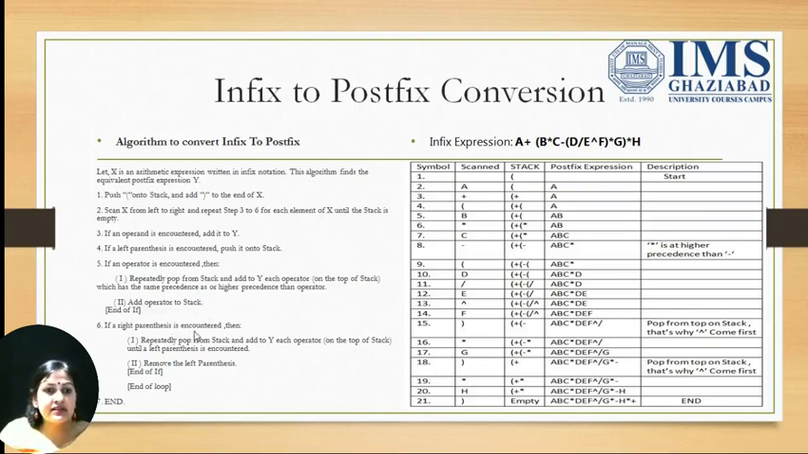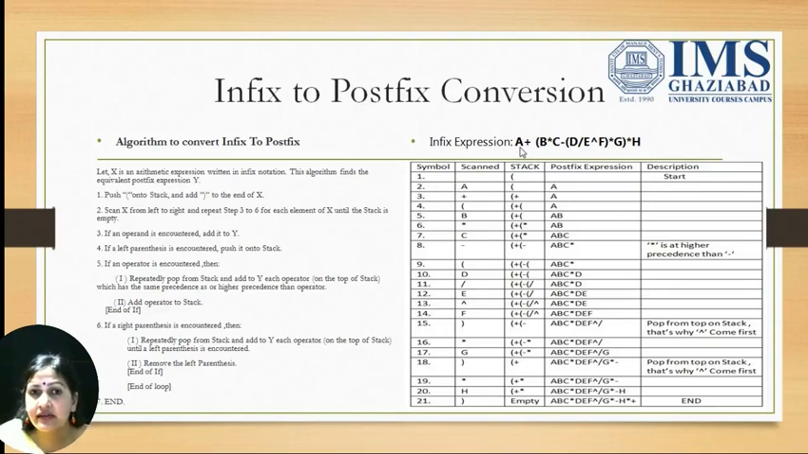If a right parenthesis is encountered, we repeatedly pop from the stack and add to the postfix expression each operator until a corresponding left parenthesis is encountered, and remove the left parenthesis from the stack. For example, we can see all these steps in this example.